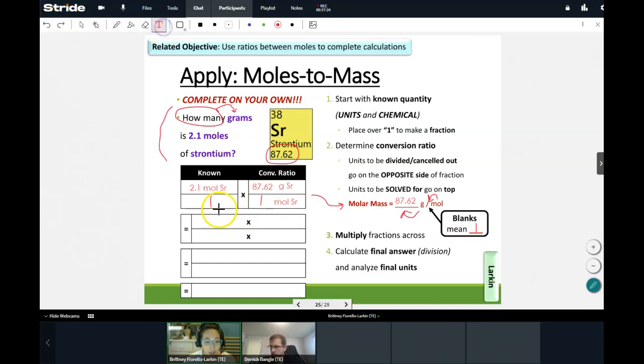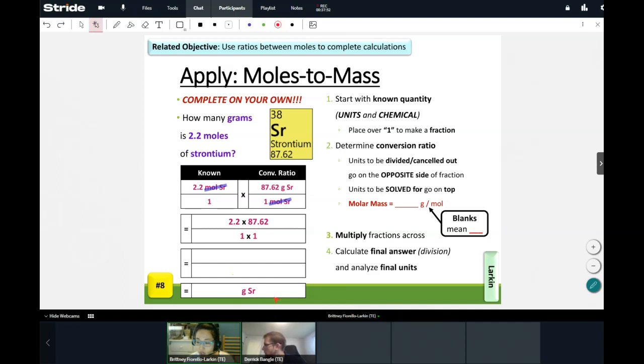And so on top, do not put answers in the chat, but on top I've got 2.1 times 87.62. And on the bottom, I've got 1 times 1. Again, once you've solved the top and the bottom, all you have to do is divide the top by the bottom. Last thing here is don't forget units. We got rid of moles of strontium, so I should be left with grams of strontium. You should be able to finish both the calculation as well as entering those units. First box, make sure that you have 2 to 3 decimal places. For your second box, units will be G space SR, grams of strontium.